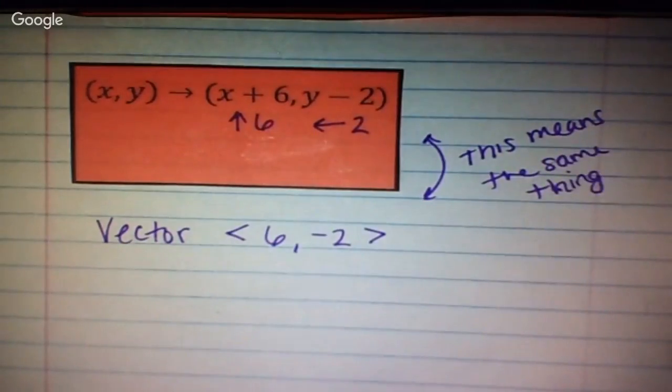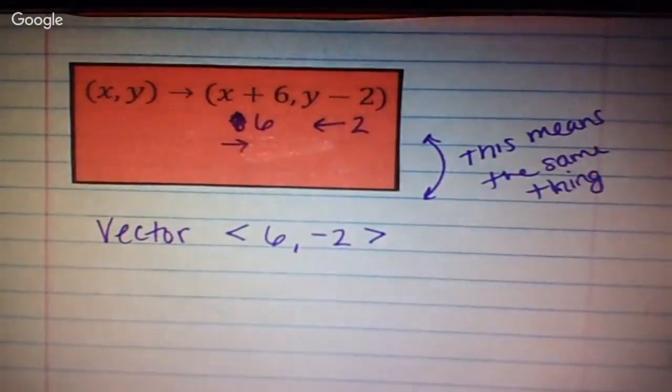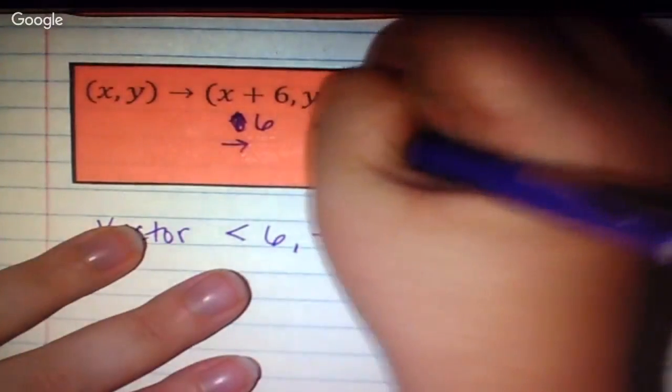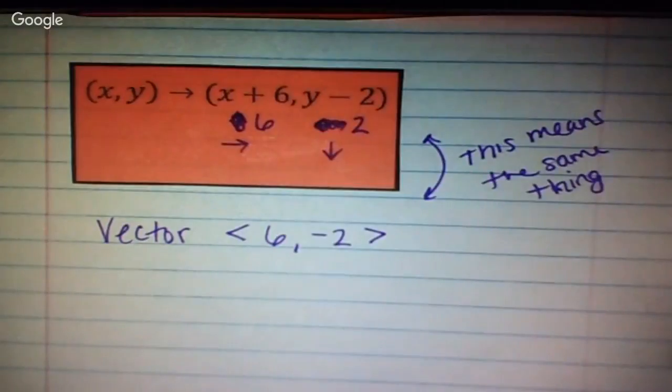Oh, I'm sorry. That shouldn't be up. I totally did that backwards. You are so right. My bad. Let me fix that. Nice catch. X goes in the left and right direction, so that should be to the right 6. And Y goes up and down. That should be down 2. Nice catch. I'm so glad somebody's paying attention, because Miss Smith totally dropped the ball on that one.